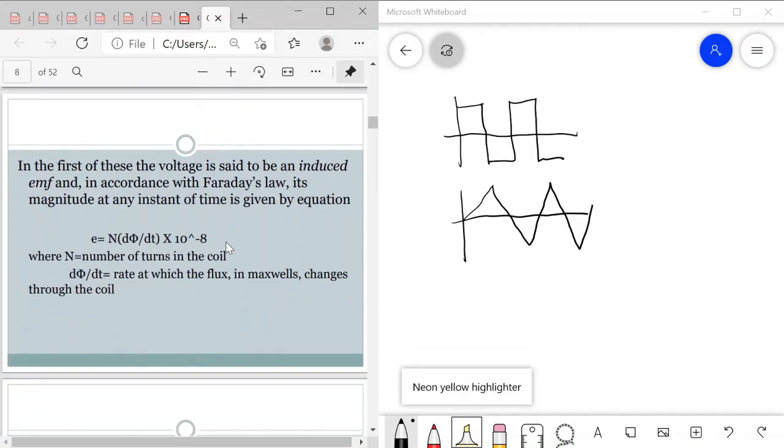So in the first of this, the voltage is said to be an induced EMF, and in accordance with Faraday's law, its magnitude at any instant of time is given by the equation E is equal to N dφ/dt times 10 raised to negative 8, where N is the number of turns in the coil and dφ/dt is the rate at which the flux in Maxwells changes through the coil.